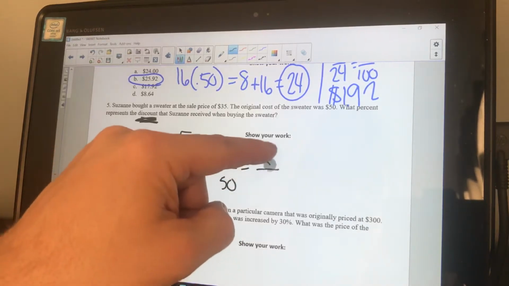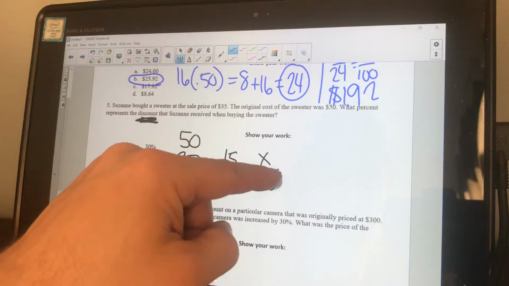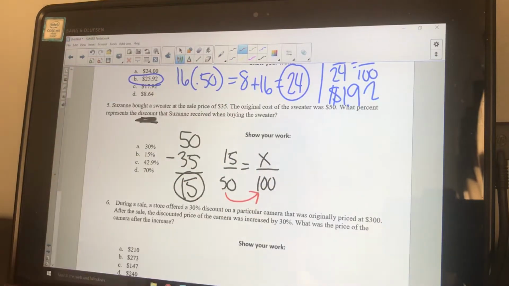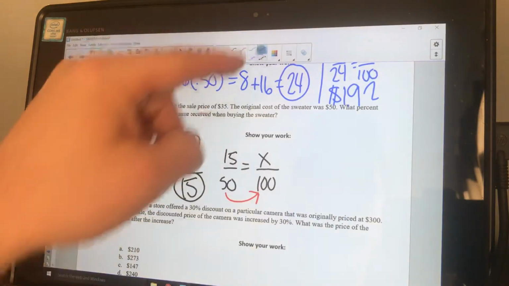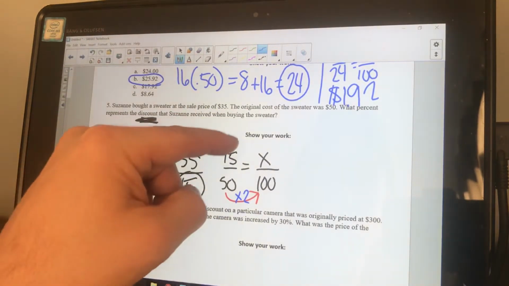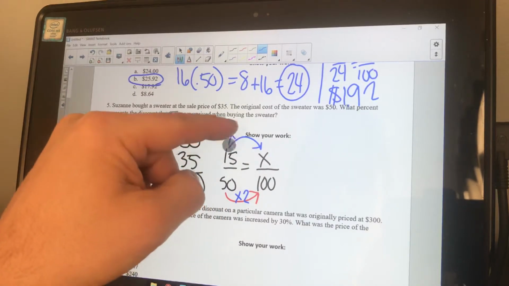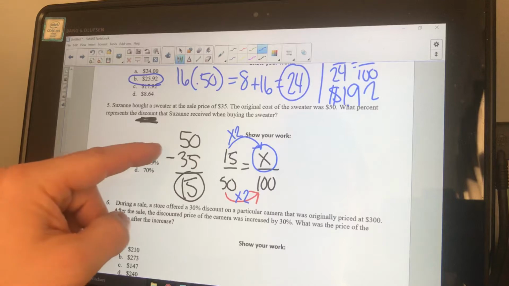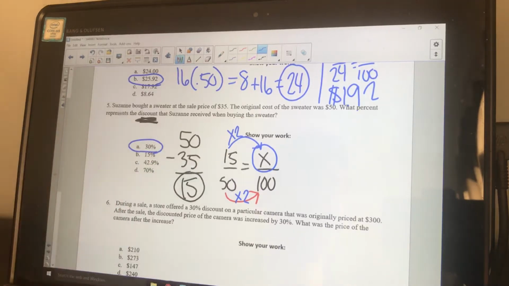the percent of discount. Okay, now no need to do cross products here. 50 going up to 100 is multiplying by 2, has a scale factor of 2. 15 is going to need a scale factor of 2 as well to stay proportional. X has to be a 30% discount. The sweater was on sale for 30% off.